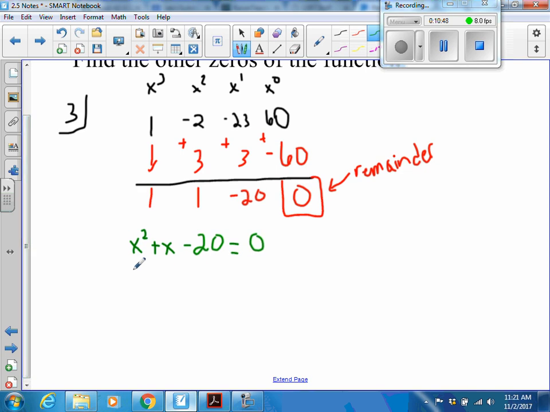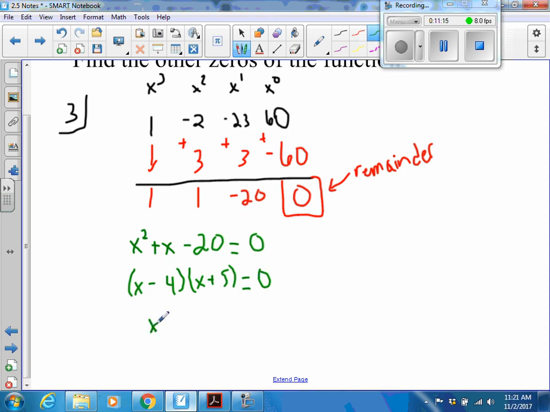So we're going to go ahead and factor. This one's a little bit easier to factor because all you're doing is finding two numbers that multiply to 20 and add up to 1. Well, you should know that should be 4 and 5. And because we're adding up to a positive 1, we want a plus 5 and a minus 4.